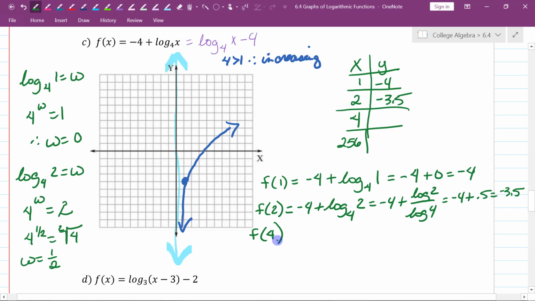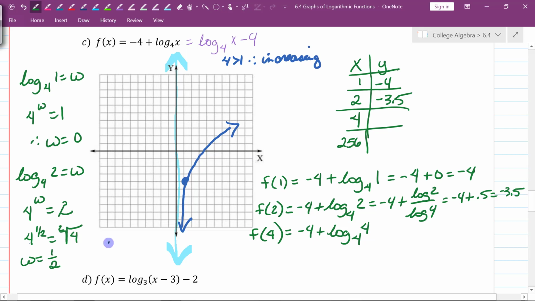Welcome back. I'm going to finish, and hopefully you got it right. So this is going to be negative 4 plus log base 4 of 4. Log base 4 of 4, do you remember what that equals? It would be log base 10 of 4 divided by log base 10 of 4 if we were doing the division, which is just 1.